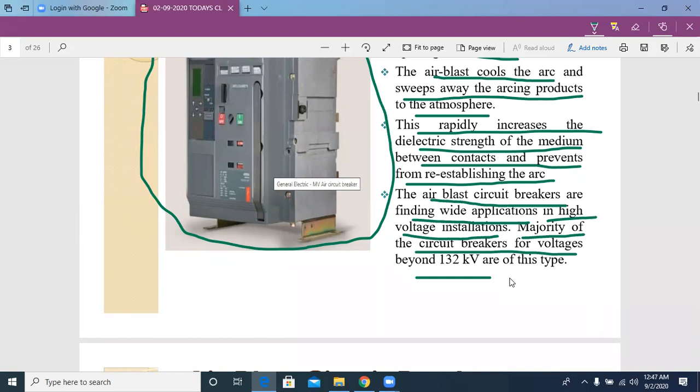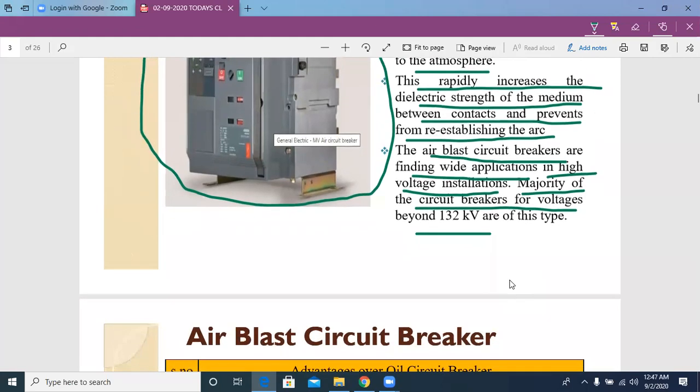Because we simply provide pressurized air along with the arc when the arc is initiated. So when we provide pressurized air, that pressurized air takes free electrons from the contacts. When this happens, the dielectric strength of the medium is increased rapidly. When the free electrons are moved away from the contacts, automatically the arc is extinguished. So there is no possibility of restriking voltage. Okay, this is how an air blast circuit breaker works.